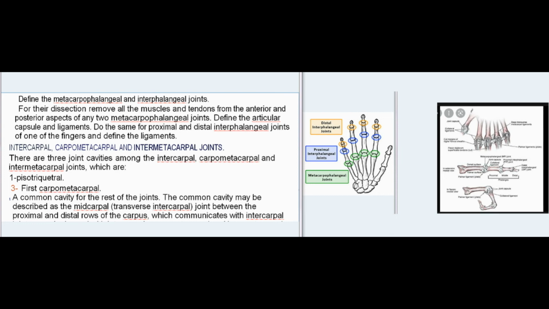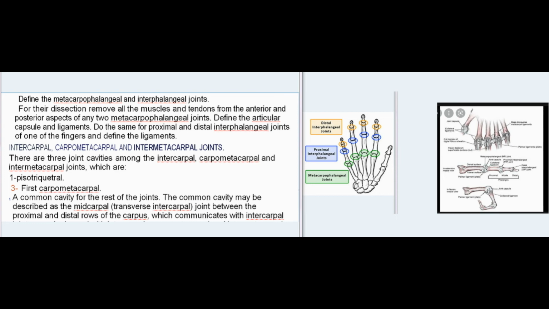For their dissection, remove all the muscles and tendons from the anterior and posterior aspects of any two metacarpophalangeal joints. Define the articular capsule and ligaments. Do the same for the proximal and distal interphalangeal joints of one of the fingers and define the ligaments. Intercarpal, carpometacarpal, and intermetacarpal joints.